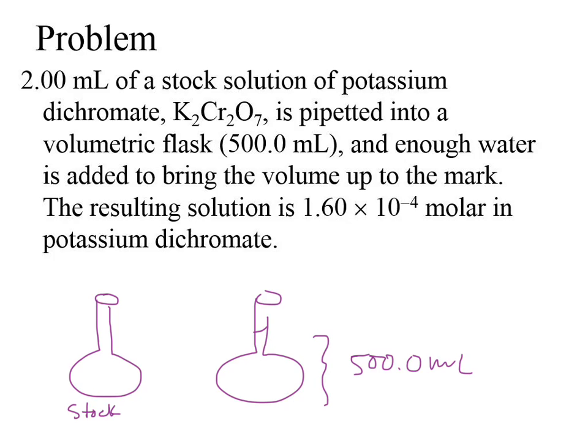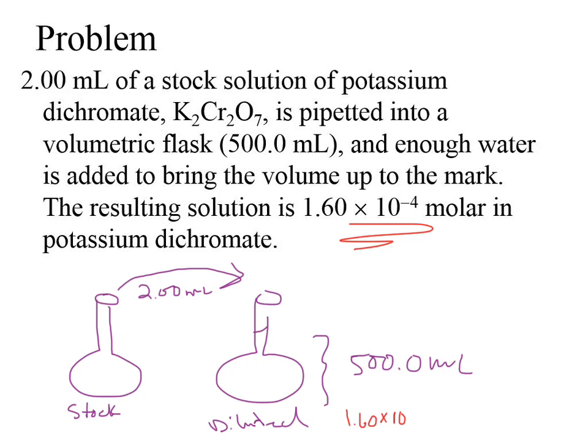The aliquot that was transferred was 2.00 milliliters of stock to get to the diluted. And in this case, the molarity of the diluted solution was given. This is why I like diagrams sometimes, because over here under diluted, I'm going to put 1.60 times 10 to the negative fourth molar K2Cr2O7.